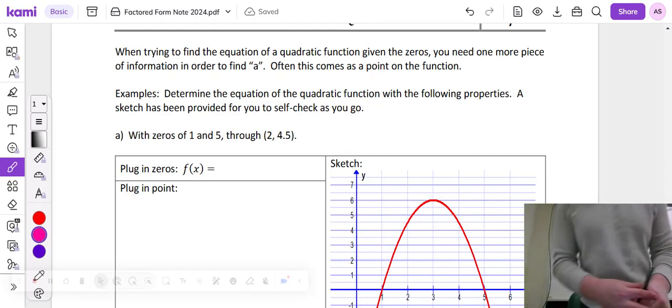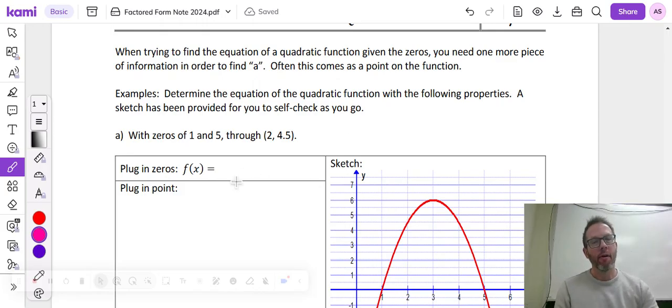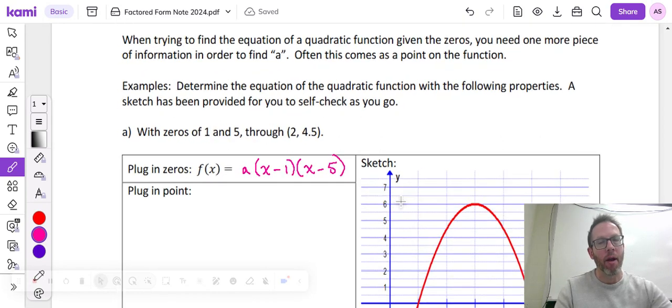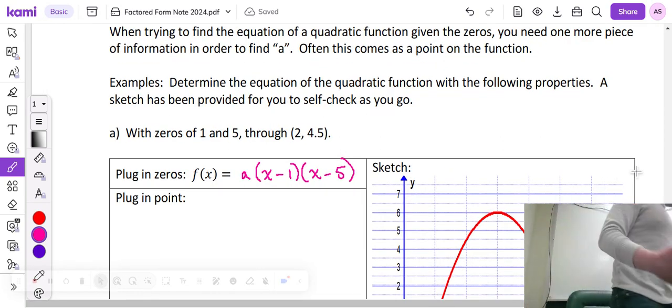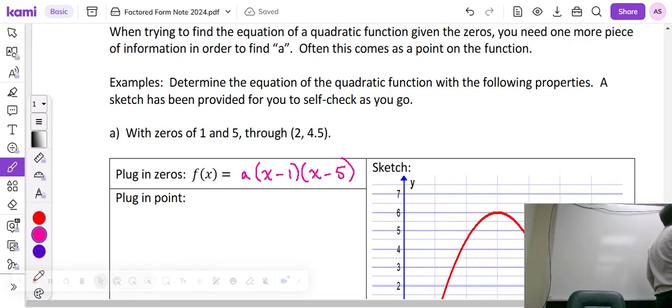Well, the step pattern is not given to us, but the zeros are. So would you guys agree if the zeros are 1 and 5, then the equation has to look something like that, right? That's just how factored form works, right? X minus 1, x minus 5 gives you zeros of 1 and 5. You guys buying what I'm selling there? That's just how factored form works.